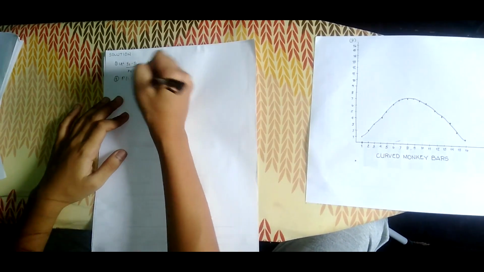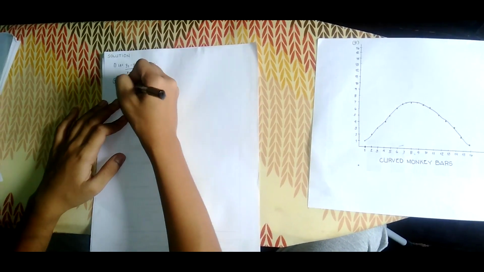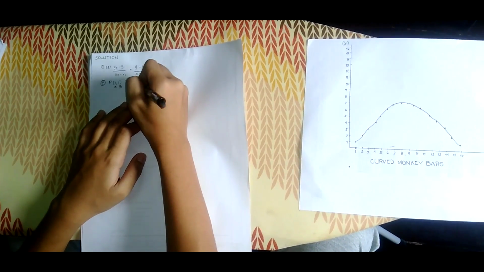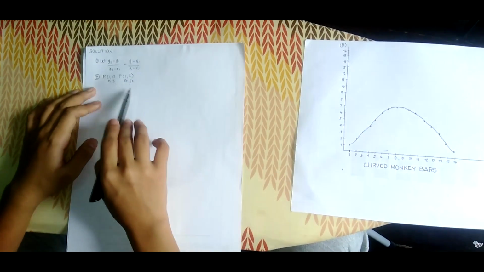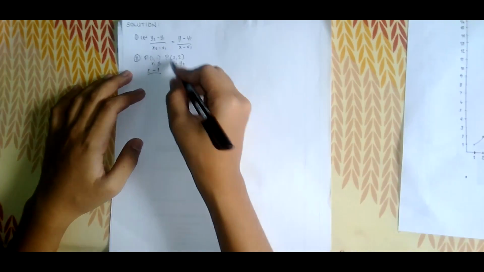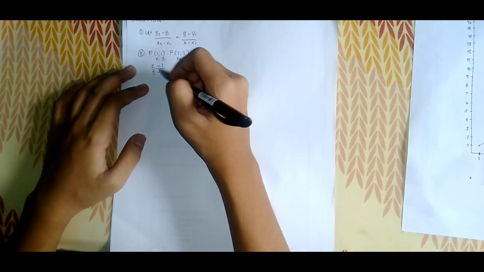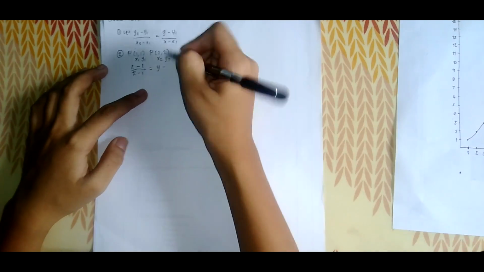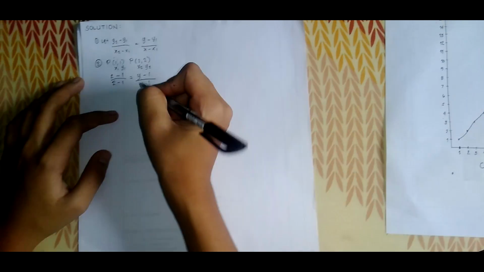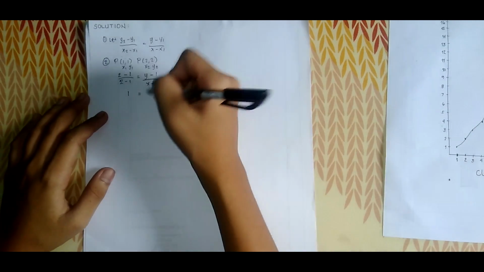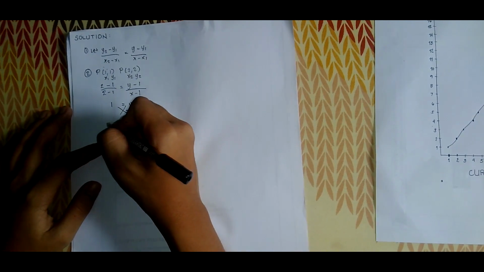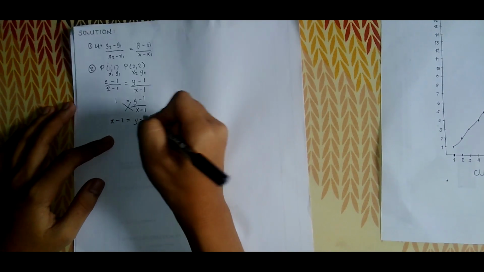Let's substitute x sub 1, y sub 1, x sub 2, and y sub 2. y sub 2 is 2 minus y sub 1 over x sub 2 minus x sub 1 is equal to y minus y sub 1 over x minus x sub 1. Then equate, 1 is equal to y minus 1 over x minus 1. Then cross multiply. x minus 1 is equal to y minus 1.